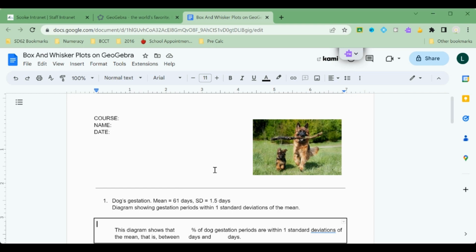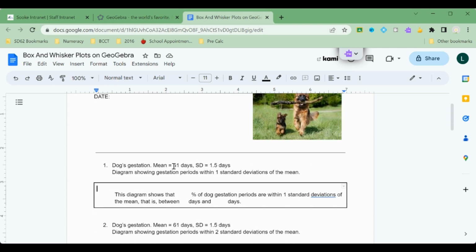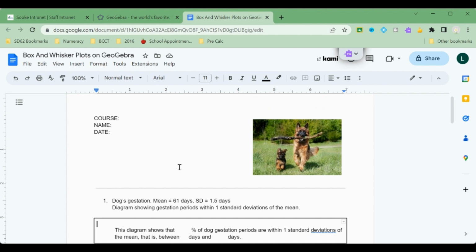Hi, I'm going to draw some normal distribution curves with GeoGebra. So here I've got information about gestation period for a dog. A dog generally is pregnant for 61 days, and the standard deviation is 1.5 days, meaning that 68% of dogs will be born within 62.5 days as the upper limit, and 59.5 days. So we'll draw a graph of that using GeoGebra.